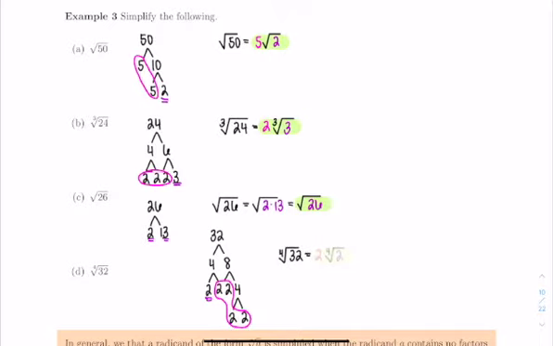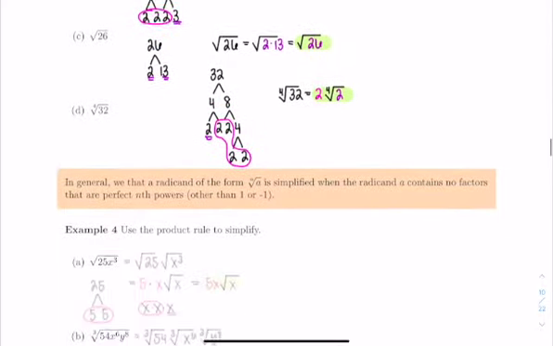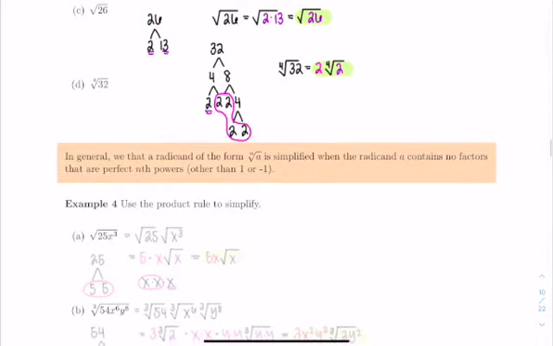And so we pull out our circled 2's as just 1 2, and then underneath the 4th root, we still have a single 2 left over. And so we end up with 2 times the 4th root of 2. In general, we say that a radicand of the form the nth root of a is simplified when the radicand a contains no factors that are perfect nth powers, other than 1 or -1.